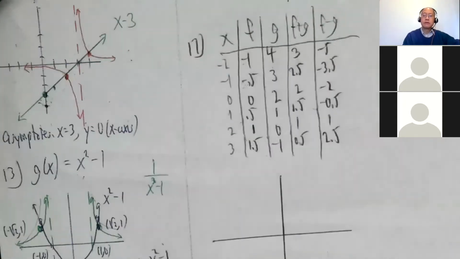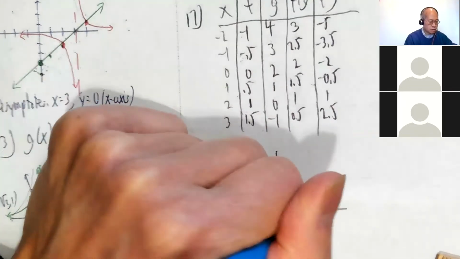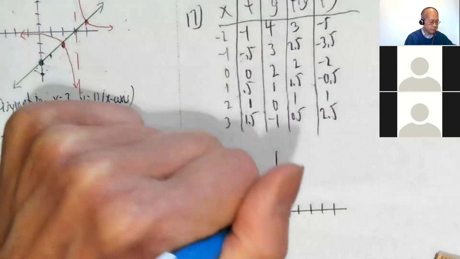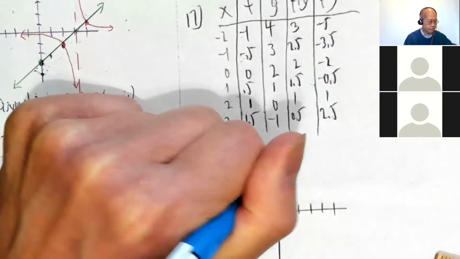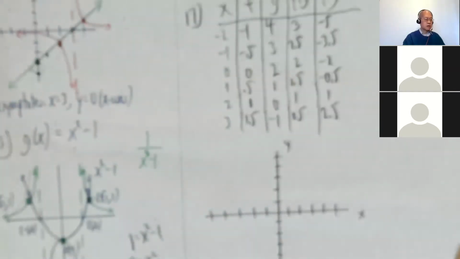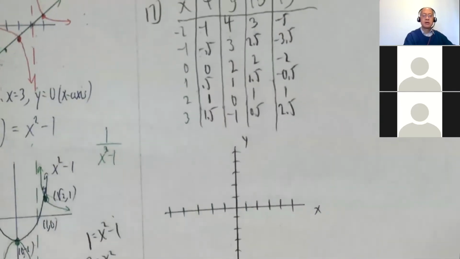It looks like I have to go out to 5 is my biggest number. So 1, 2, 3, 4, 5 on each axis. I want to go out of focus on this every now and then. There you go.